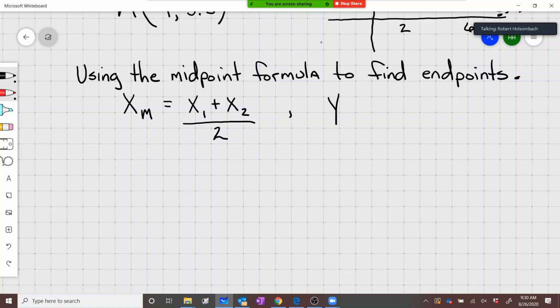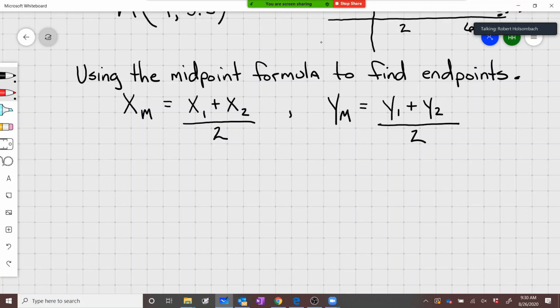Our y value at the midpoint, so we're going to call that y sub m, is equal to our y sub 1 plus our y sub 2 divided by 2. Everybody okay with that? That's just the formula written down. We're just rewording it, we're tweaking it a little bit because we need to use it to find a different piece of information.